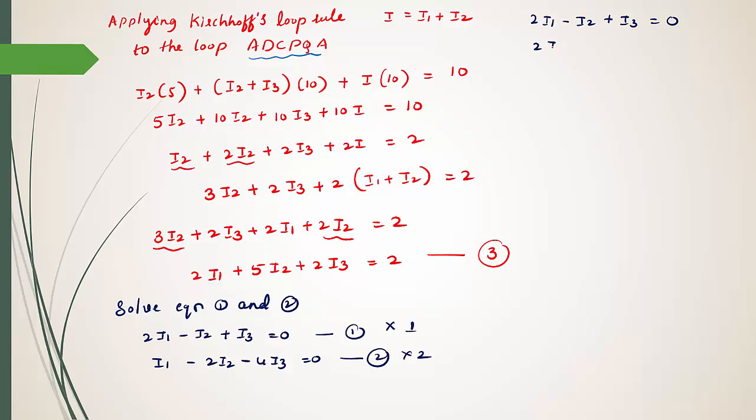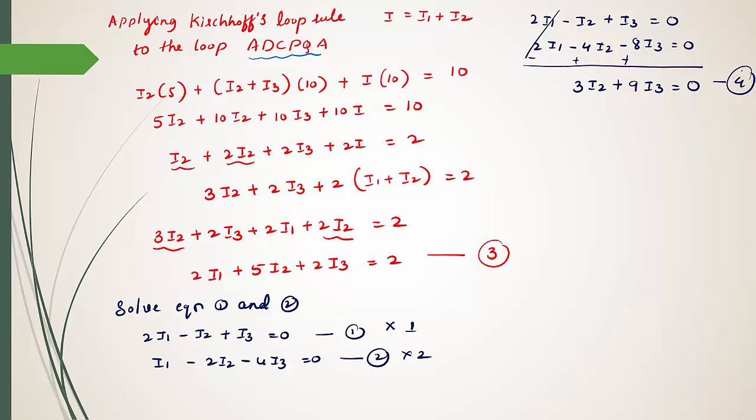So we can write 2I1 minus 2 2s are 4I2 minus 4 into 2 will be 8I3 is equal to 0. So we can take this as plus minus plus plus. So 2I1 will get cancelled. So we will get 3I2 plus 9I3 equal to 0. So let us take it as equation number 4.